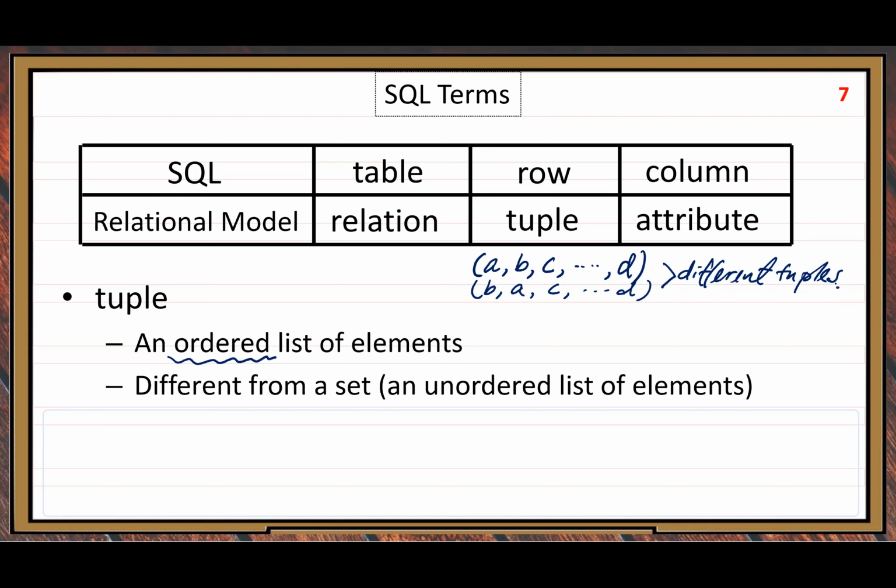Different from a set. We have a similar concept, set, right? Here the tuple and the set are different concepts. A set is an unordered list of elements. In a set, when you change the order of the elements, we do not treat it as a different set. But for a tuple, when you change the order of the elements, we get a different tuple.